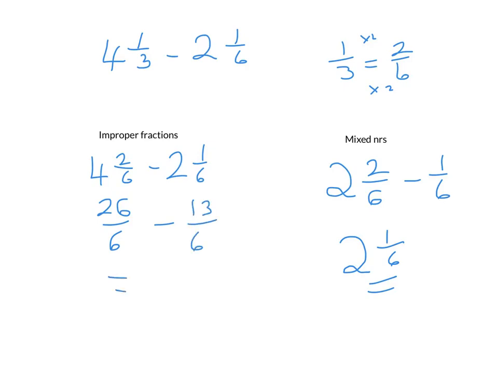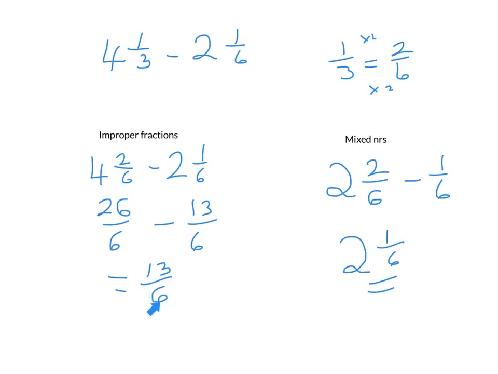Now all I have to do is subtract, because they have the same denominator. I just have to subtract the top numbers. 26 take away 13 is 13. And they're sixths we're talking about. And as you should see, they are equal amounts. 2 wholes and 1/6. 2 times 6 is 12 and 1 is 13, which is 13 sixths.